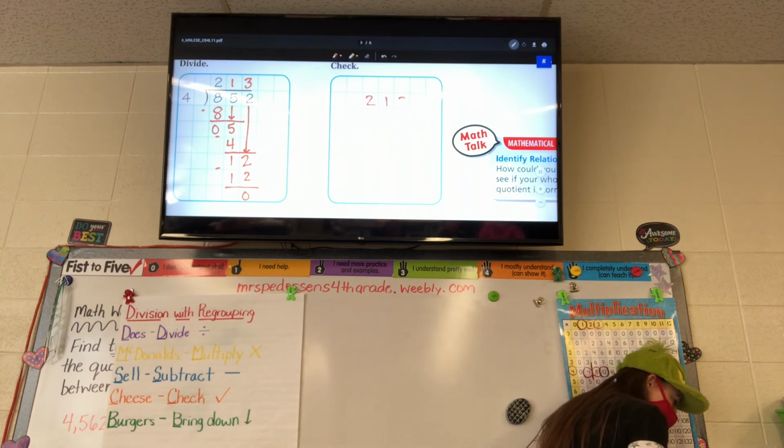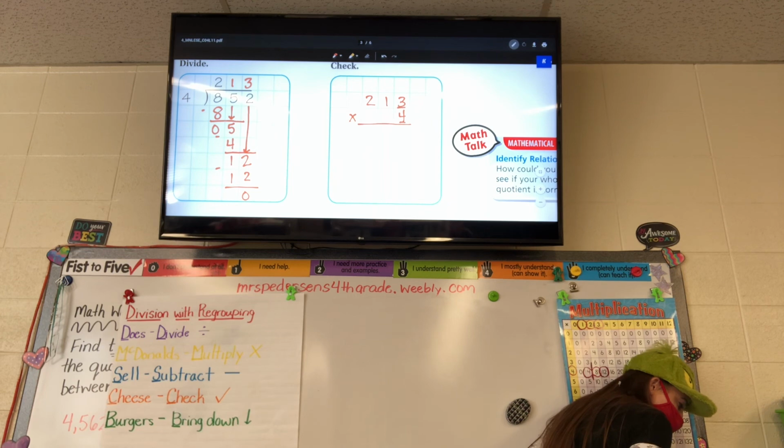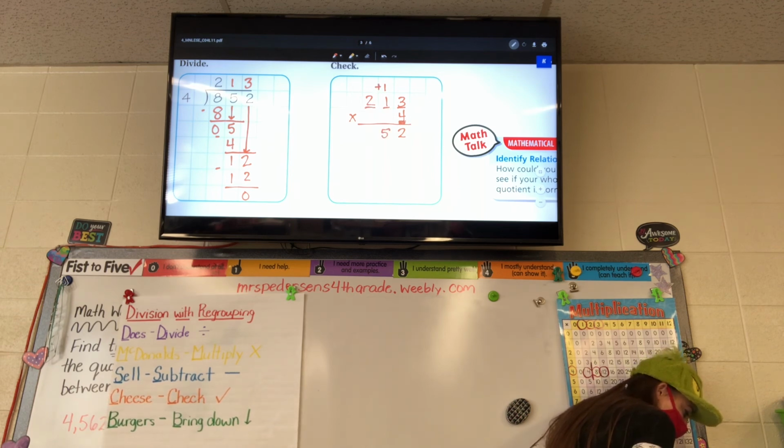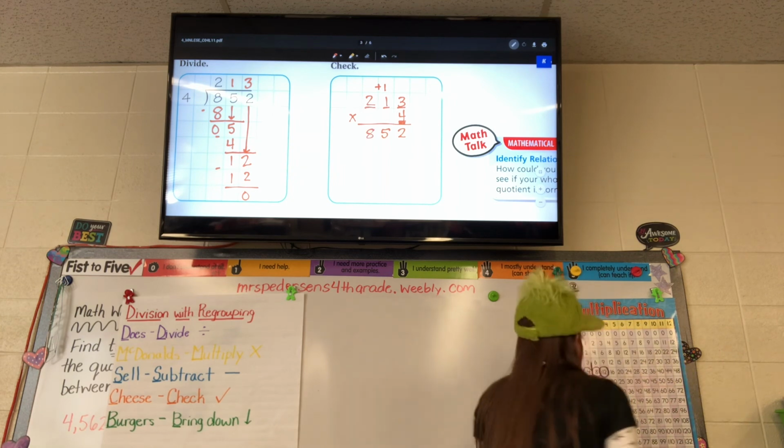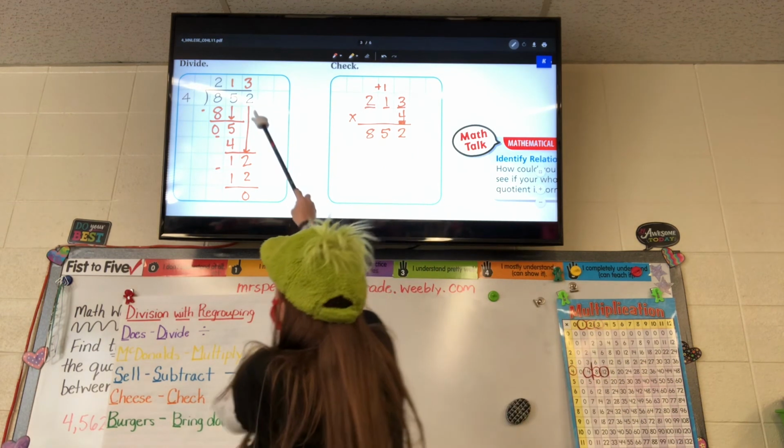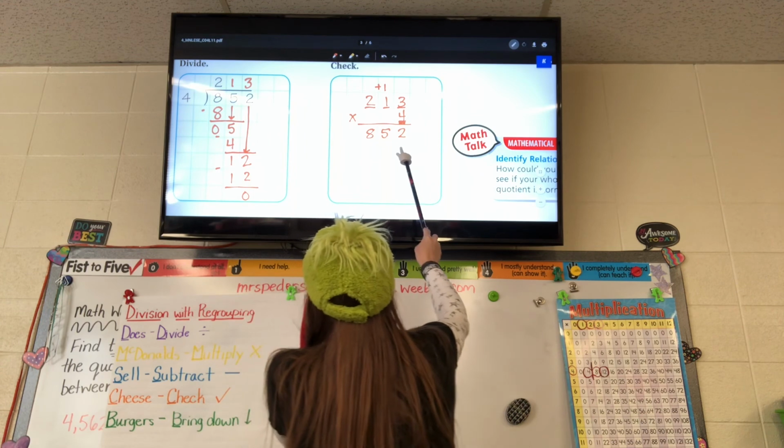213 times 4. We're going to write our big number on top. So 4 times 3 equals 12. Put down the 2, carry the 1. 4 times 1 equals 4, plus 1 is 5. And 4 times 2 equals 8. So since that is our dividend, then we know that we did it correctly.